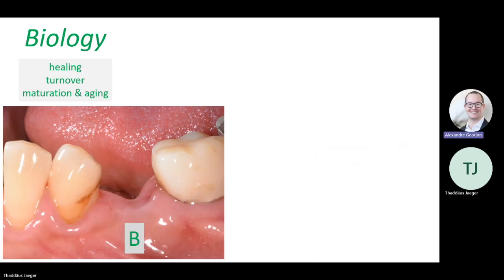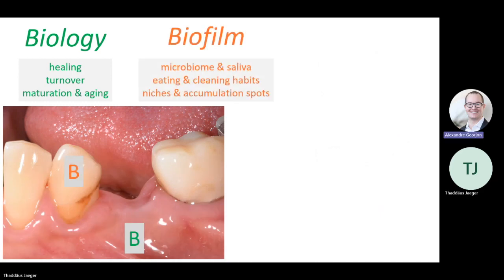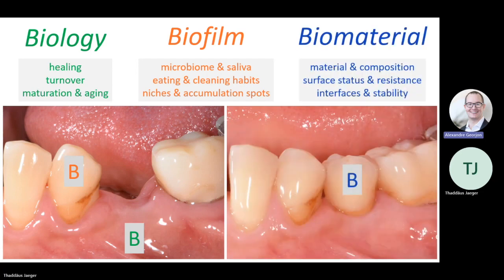I'll give you some insights on how to build up the story here. A specific gap which we try to restore with an implant. We have the patient's parameters: the biology, the healing, turnover, the maturation. We have the biofilm parameters: niches, how the patient is cleaning, eating habits, and so on. And of course, then the biomechanical device, the biomaterial, what type of device are we placing here on implant and on a restorative level.